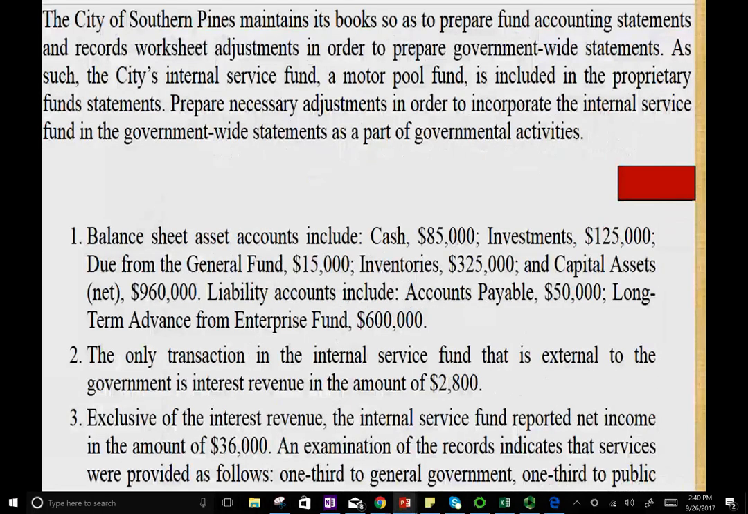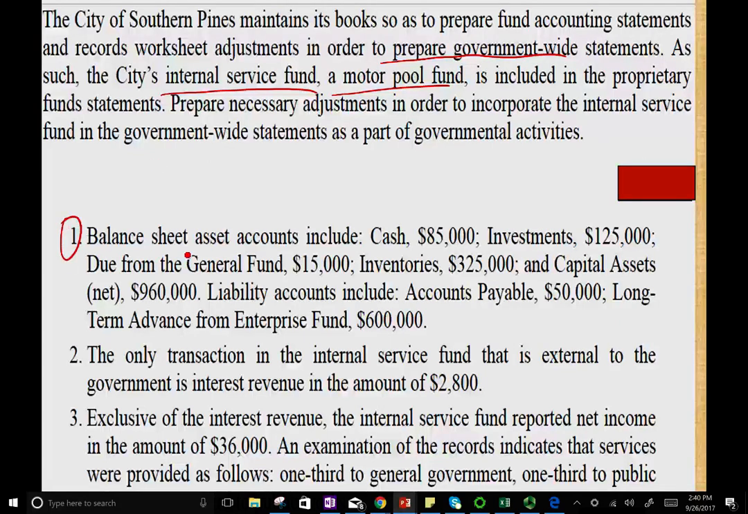So we have the City of Southern Pines, which maintains its books on a fund accounting basis and records worksheet adjustments in order to prepare government-wide financial statements. The city's internal service fund, which is a motor pool fund, is included in the proprietary fund statement. That's fine. They have an internal service fund for the motor pool. Prepare the necessary adjusting entries in order to incorporate the internal service fund in the government-wide financial statements.